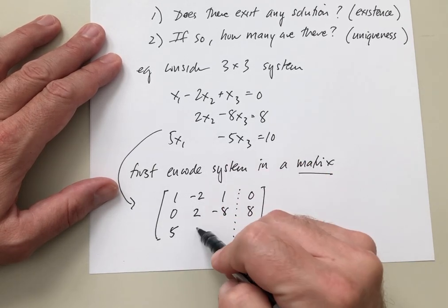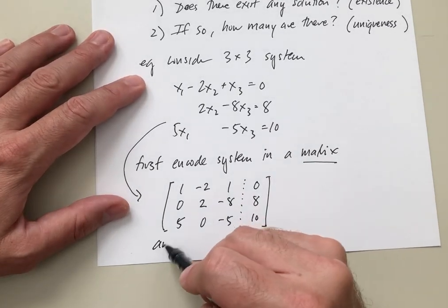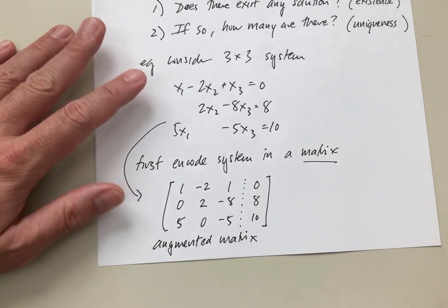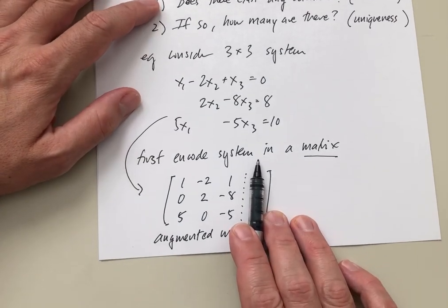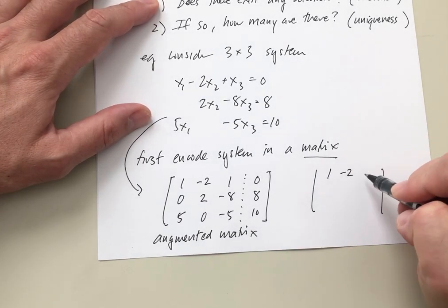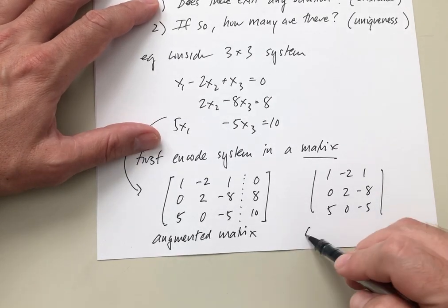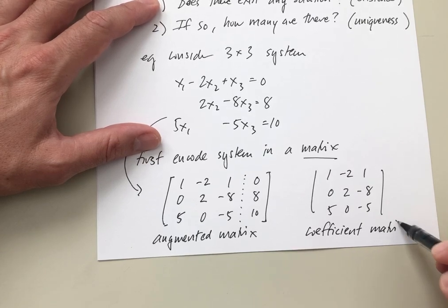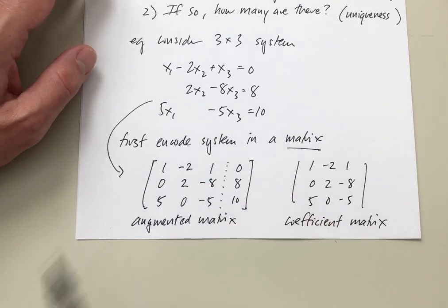This is 5, 0, minus 5 equals 10. So this is what's called the augmented matrix of the system. Sometimes it's going to be useful to not actually think about the right-hand side of the equations, just think about what are called the coefficients. So that's 1, minus 2, 1, 0, 2, minus 8, 5, 0, minus 5. This is what's called the coefficient matrix because I'm only looking at the coefficients. But the point here is that the augmented matrix is the same information as the system itself.